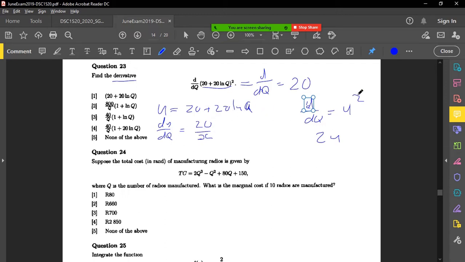Now I have d over dq equals u squared. What do I want? I want the derivative, so I know the derivative is going to involve u squared. So 2u, which is 2 times that bracket.